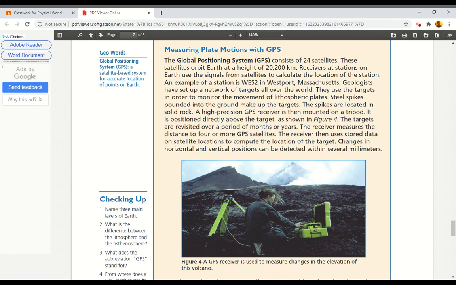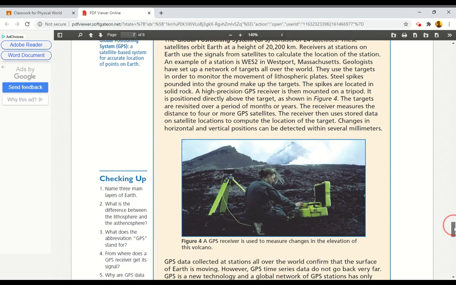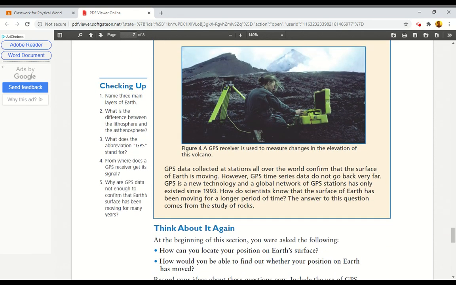The targets are revisited over a period of months or years. The receiver measures the distance to 4 or more GPS satellites. The receiver then uses stored data on satellite locations to compute the location of the target. Changes in horizontal and vertical positions can be detected within several millimeters. Figure 4. A GPS receiver is used to measure changes in elevation of this volcano.